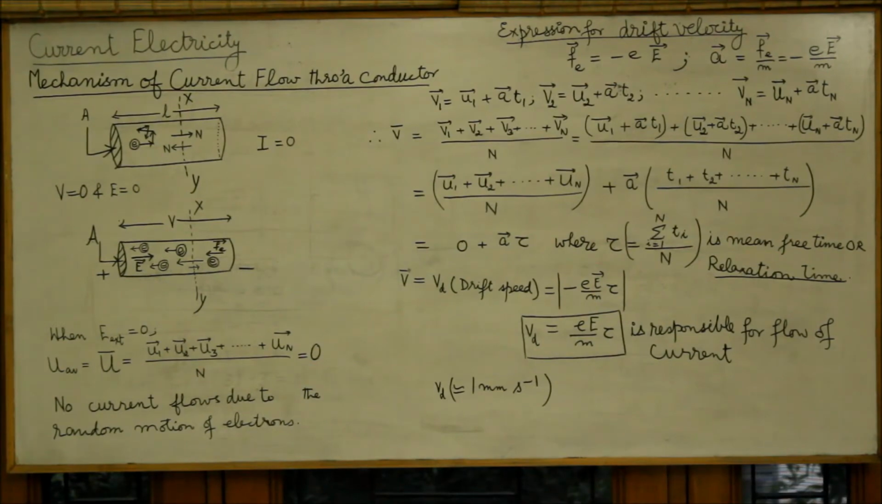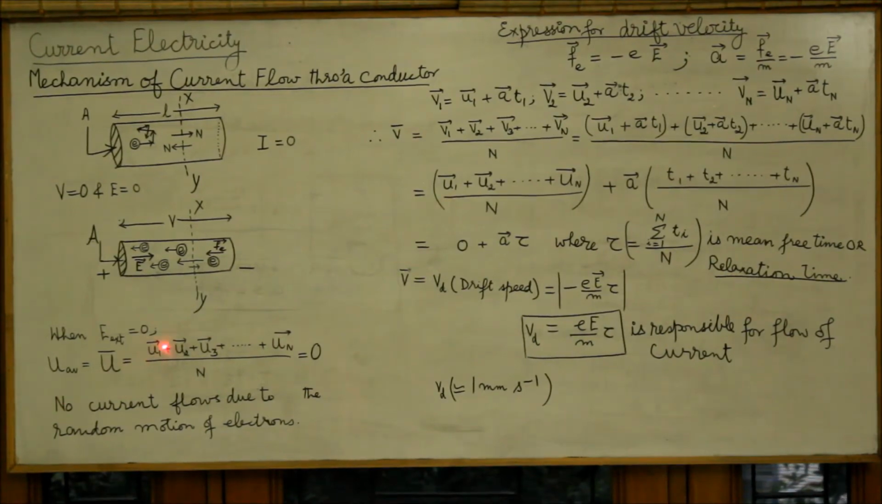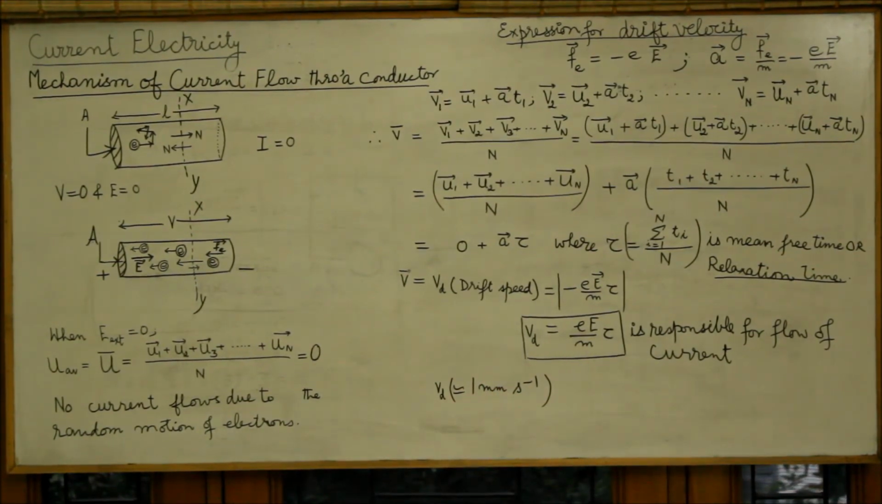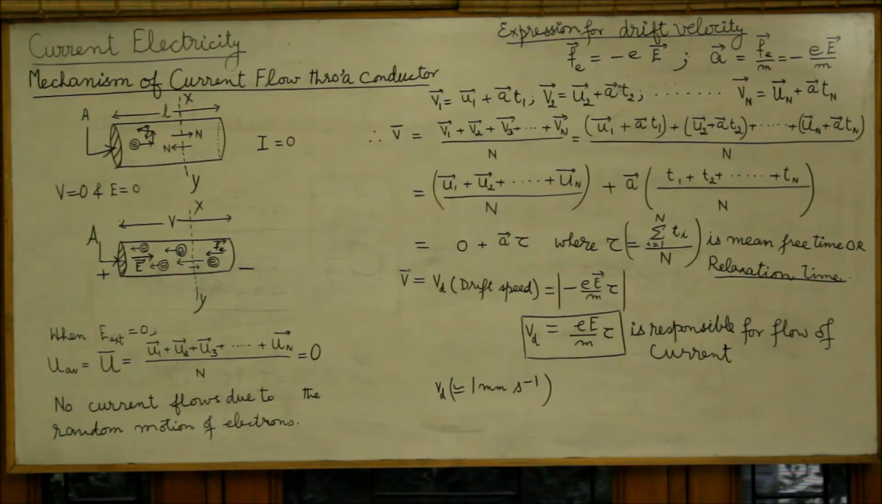The value of drift speed happens to be very small, of the order of 1 millimeter per second, but this causes the flow of current. The random speed due to thermal energies is very high, more than 100 kilometers per second, but cannot cause current. The current is caused by this small velocity acquired by the electrons in addition to their random thermal velocities. This drift velocity is what is known as the cause of the flow of current through a conductor.